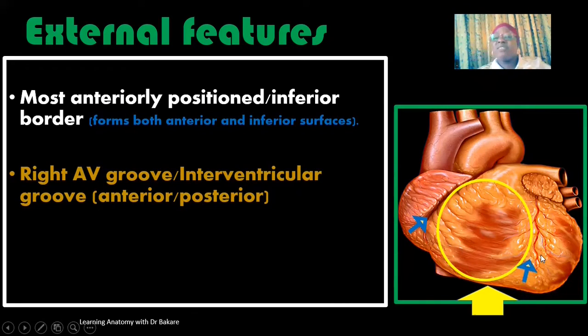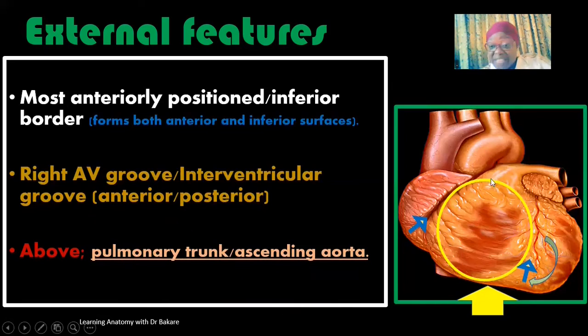Then we have the interventricular groove. The interventricular groove is the groove that is created between the right ventricle and the left ventricle. We have two. We have one on the anterior part, and we have the other at the posterior region. So we have the anterior interventricular groove and also the posterior interventricular groove. If you tilt it posteriorly, you are going to see a groove that is also demarcating the right and the left ventricle on the posterior side, and that is the posterior interventricular groove.